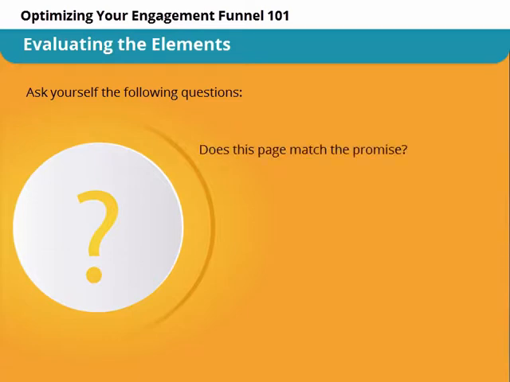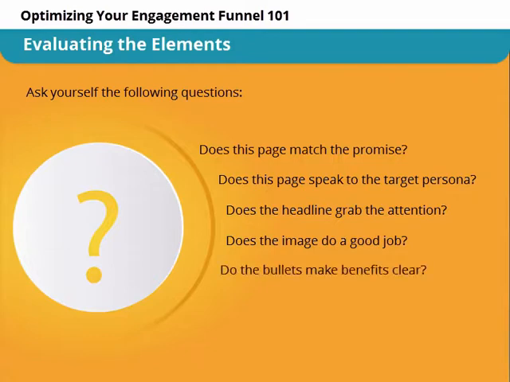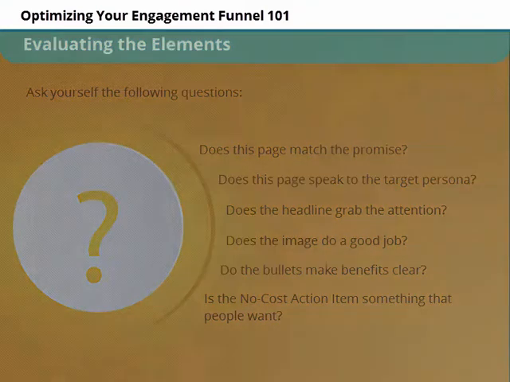Does this page match the promise that brought people to the page? Does this page speak to the persona you targeted? Does the headline quickly grab the attention of a visitor and provide a clear idea of what the page is about? Does the image do a good job of evoking emotion or making the purpose of the page clearer? Do the bullets make it clear how the visitor will benefit from the no-cost action item? Is the no-cost action item something that people want and think is worth exchanging their email for? If your answers are mostly no, then you might want to start over from scratch.